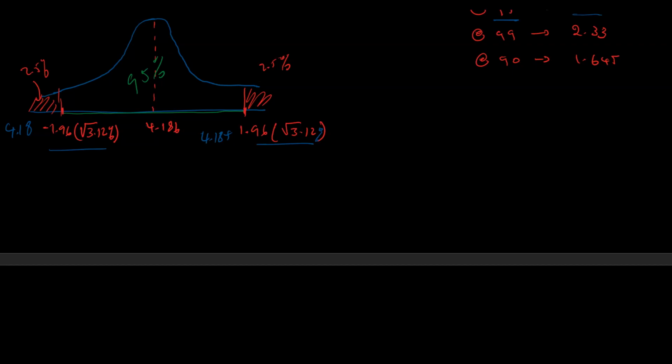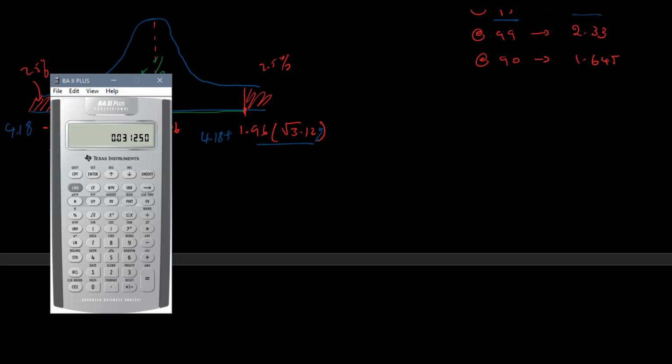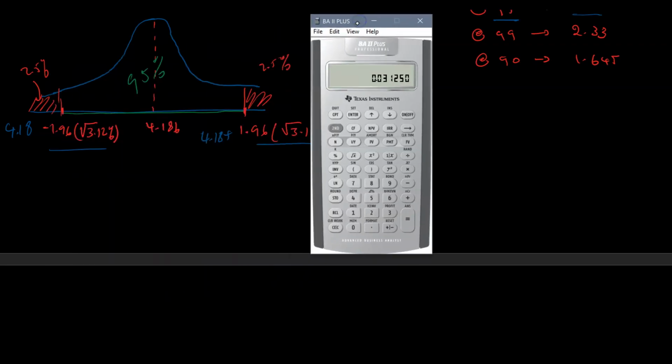This here, if we pull a financial calculator, we are going to have 3.12%, and we're going to take the square root of that to find the standard deviation, and then we're going to multiply that by 1.96, and we say equal. And what I'm going to do is store that, so store 1.